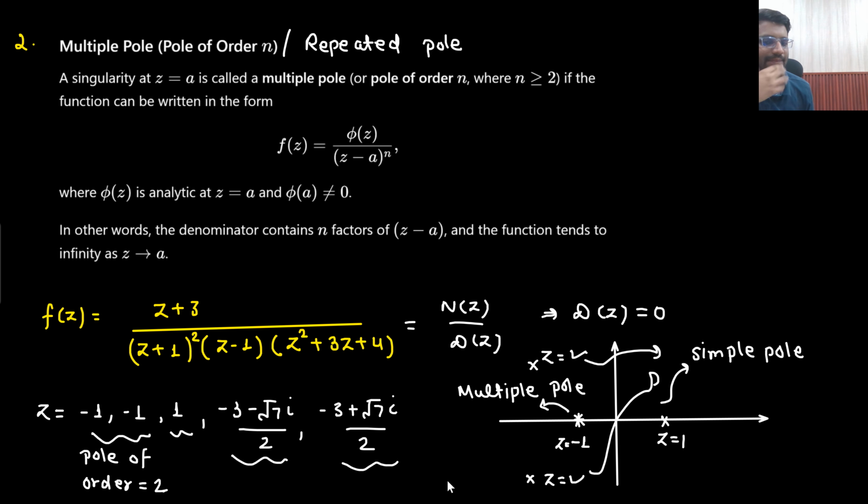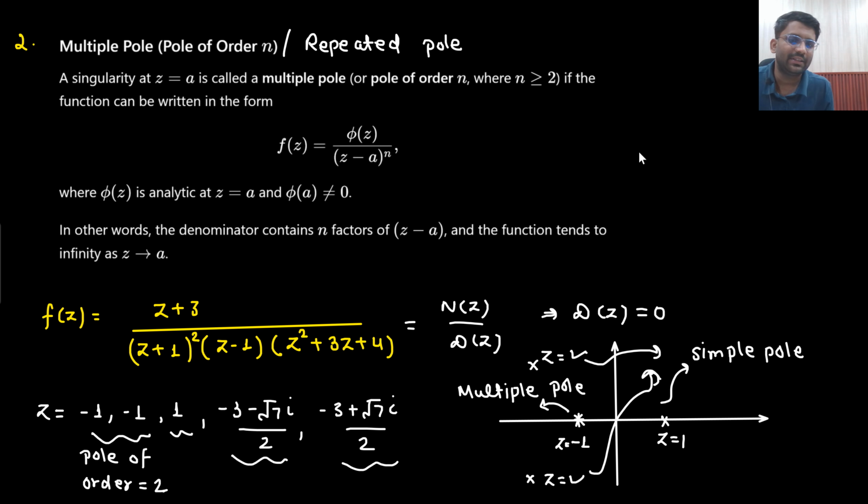Understandable? Is that clear? Okay. So all these were simple poles. In this example, z equals 1 was a simple pole. -3 minus under root 7 iota by 2 is a simple pole. -3 plus under root 7 iota by 2 is a simple pole. But -1 and -1 are repeated poles or multiple poles.